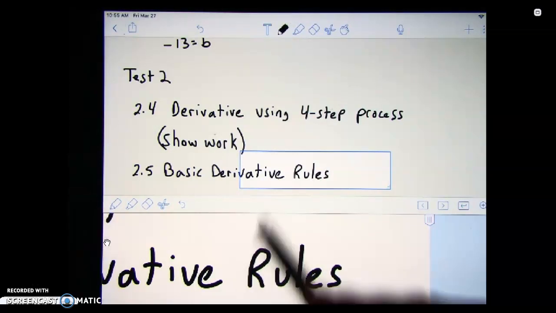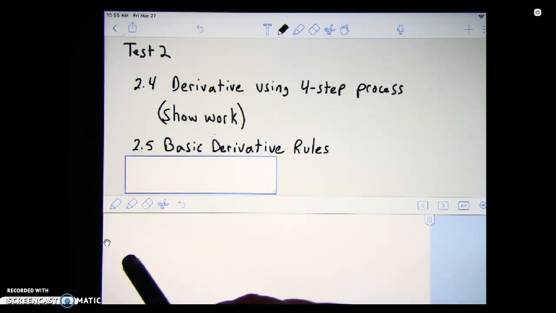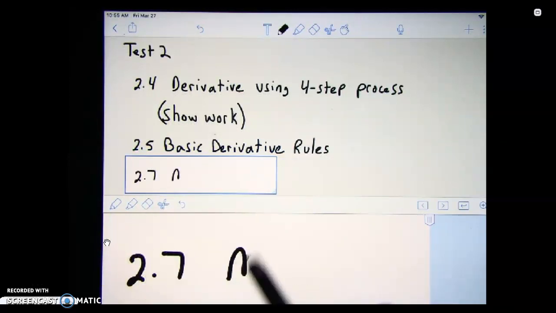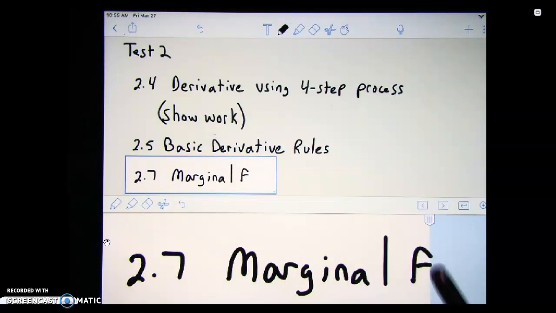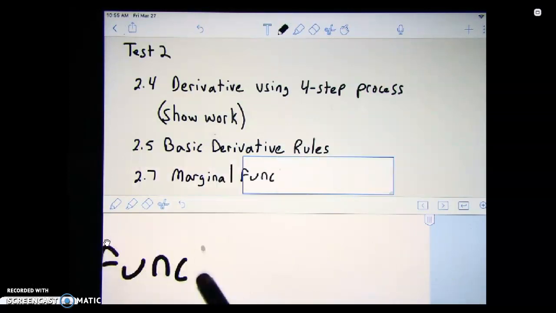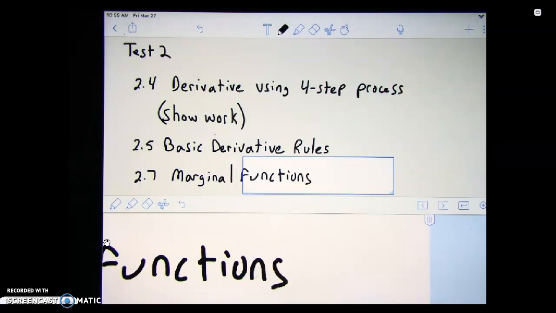We skipped 2.6, moved into 2.7, where we talked about marginal functions. So you can expect some questions about these marginal functions: marginal cost, marginal profit, marginal revenue.